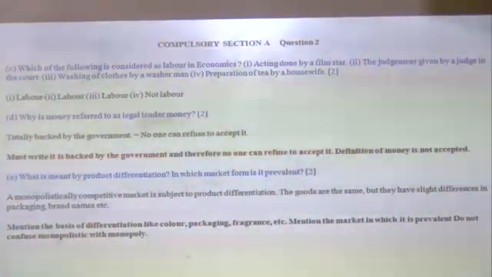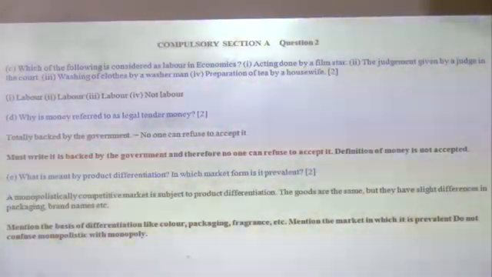Next is D. Why is money referred to as legal tender money? Again, 2 marks question. You have to write about totally backed by the government. No one can refuse to accept it. So it is ordered by the government. Nobody can refuse that amount or the currency. You must write it is backed by the government.